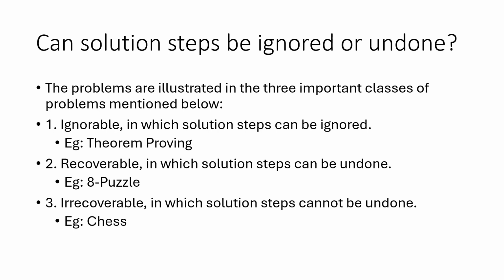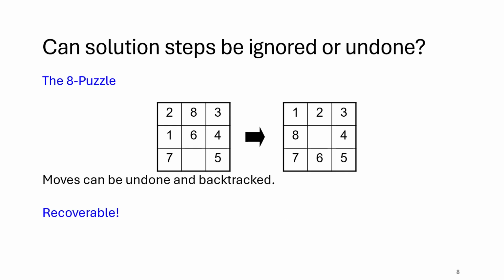The second type is recoverable, in which solution steps can be undone. The steps we have done, we can undo. The example is the 8 puzzle problem. Irrecoverable means solution steps cannot be undone. The example is chess. So recoverable problems allow trial and error, while irrecoverable problems need careful planning. In this example, you can see the 8 puzzle problem. Moves can be undone and backtracked, so this is a recoverable problem.